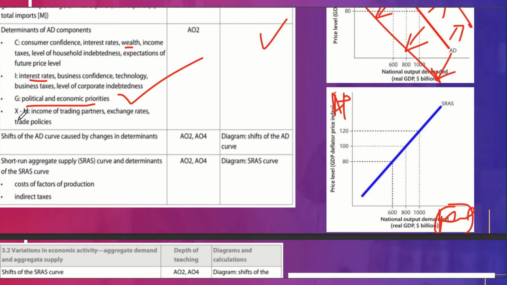And then export and import: income of trading partners, exchange rate and trade policies. These also affect income and export. For example, if the exchange rate is falling, depreciating, then export will increase and import will fall. And if trade policies are favorable to the exporter, export will increase. With free trade, obviously export will increase, and with restricted trade, obviously export will come down. The same thing applies for import also.